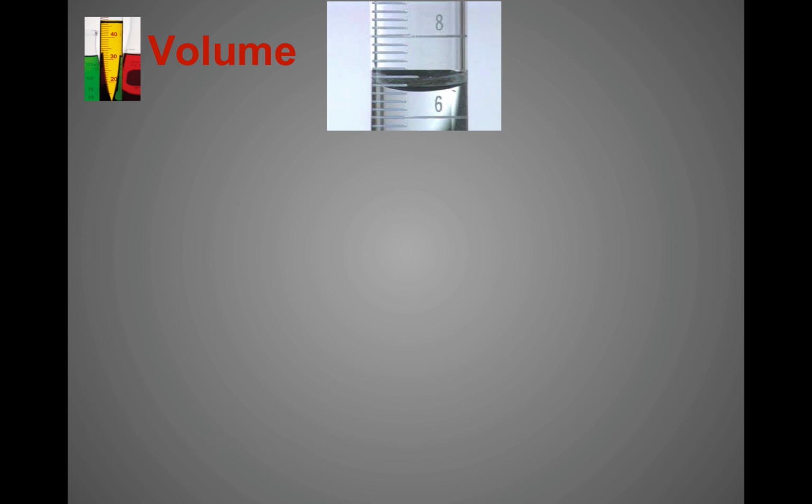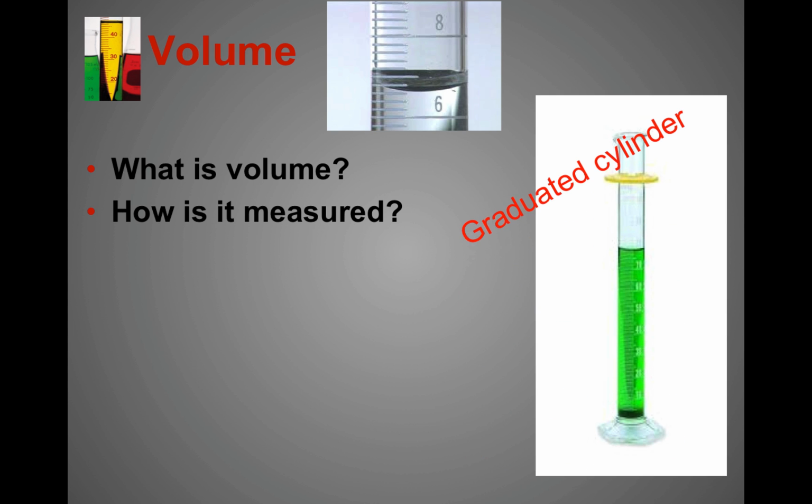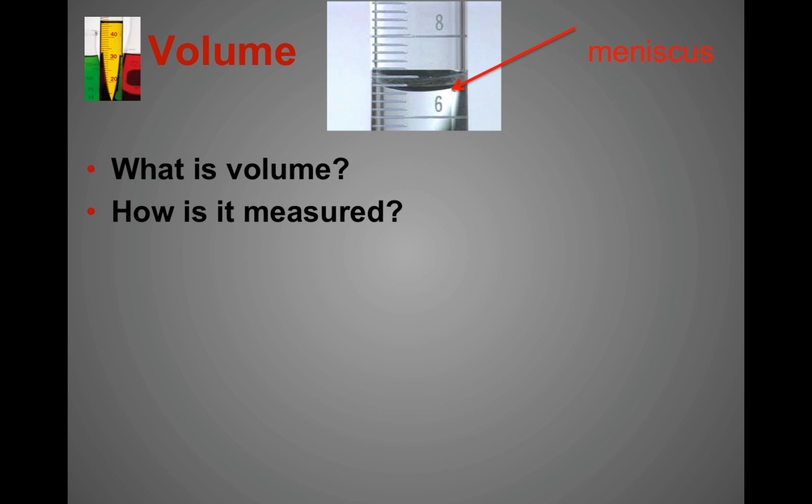Well, what about volume? Volume is the space occupied by an object. How is it measured? For example, liquids are frequently measured using a graduated cylinder. Notice that you always read the bottom of the meniscus.